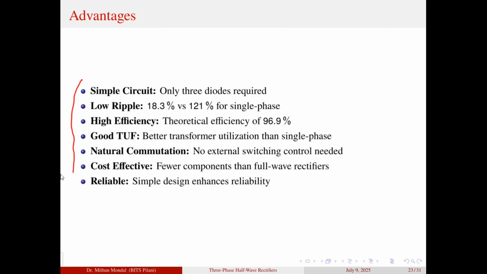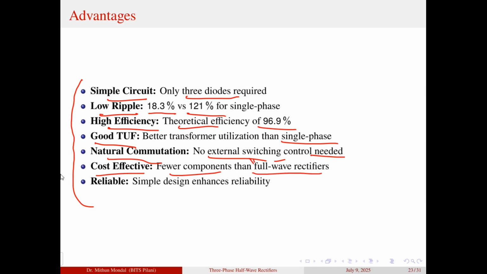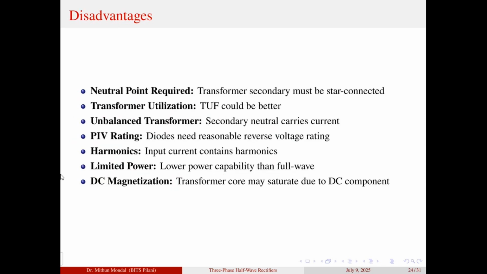Some of the advantages of this circuit: it is simple because only 3 diodes are required. Ripple is lower. We have seen 18.3% as compared to 121% that is generally present in single phase. Efficiency is higher. Theoretical efficiency comes to be 96.9%. Why theoretical? Because we have not taken into consideration the other losses like diode losses or transformer losses. Transformer utilization factor is also good compared to the single phase. Commutation process is natural because no external switching is required in this case. Cost effective because fewer components are required than in case of full wave rectifier, which we will see in the next lecture. It is a reliable, simple design, and hence it enhances the reliability of the system. So these are a few of the advantages of this circuit.